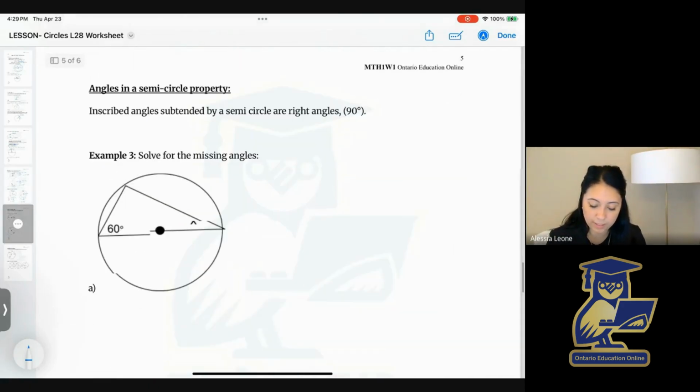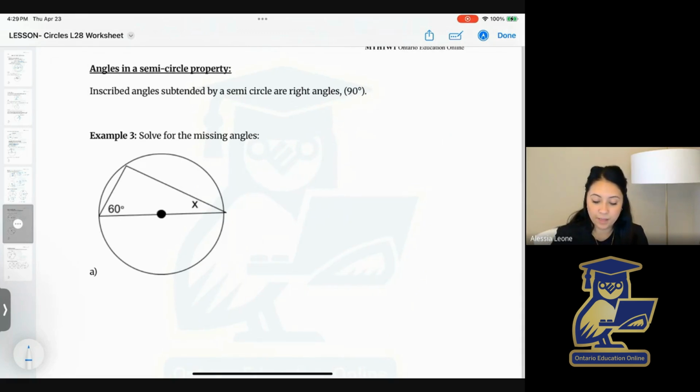Now we're looking at angles in a semicircle. The inscribed angles subtended by a semicircle are right angles. So this triangle here will have this right angle.